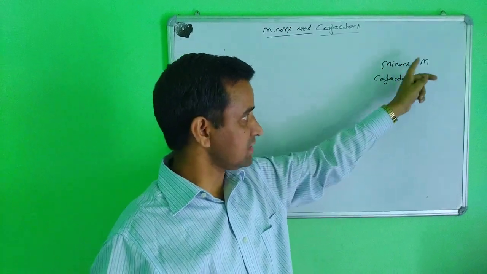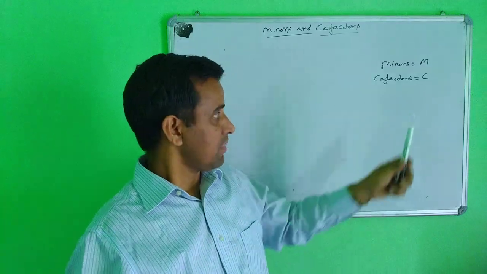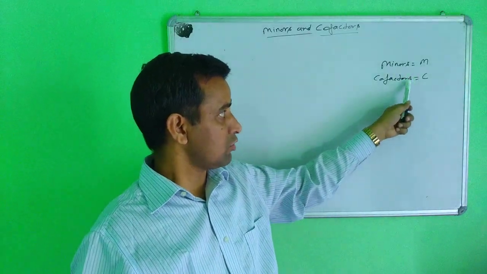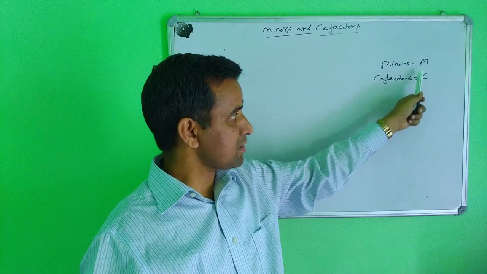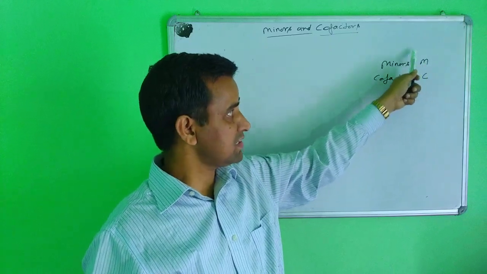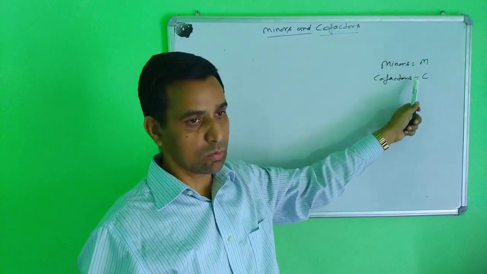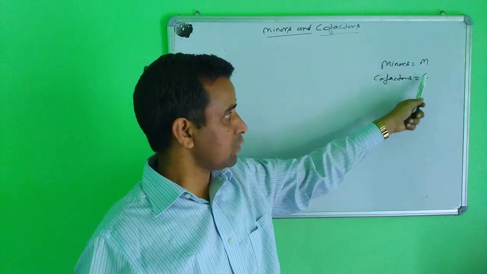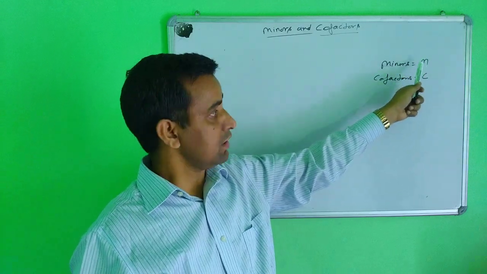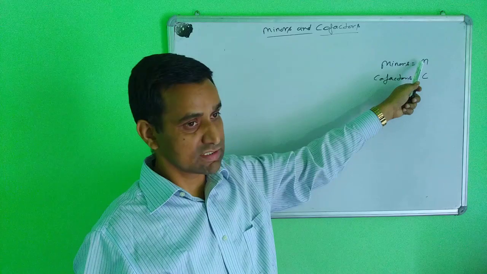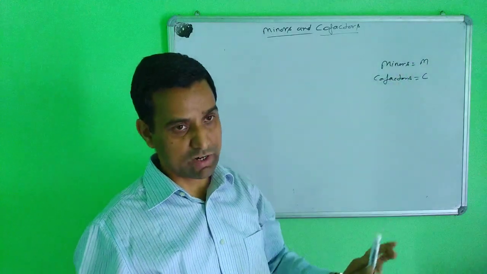First find the minors, then find the cofactors. Without minors you cannot find the cofactors. A cofactor has only the sign. The main thing is the minus. We include the sign in the cofactors, not in the minors. Then your cofactor is found.